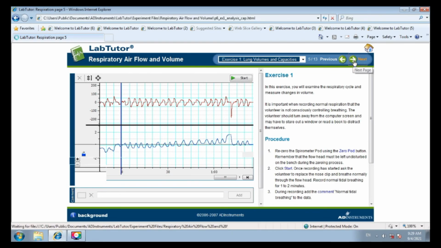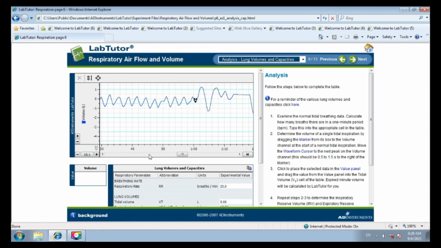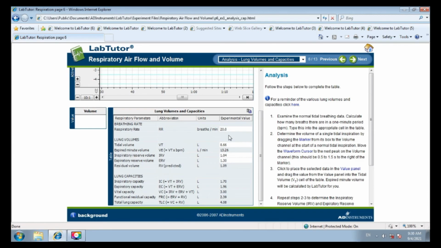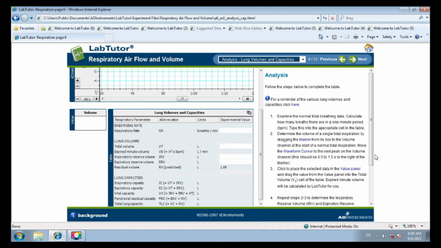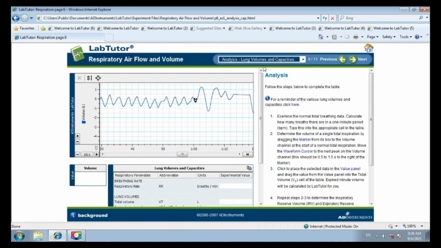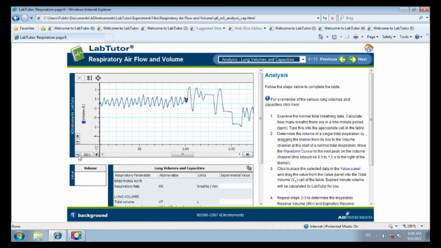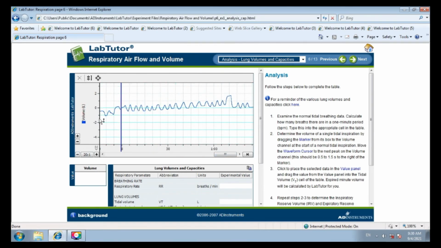So from this graphical recording we will analyze our data. Here we can see the volume, not the flow. On the previous page we had flow and volume both, but we have to calculate the lung volumes and capacities, so it will show you only the lung volumes. I am removing all the previous values so that you can have the idea. Only the residual volume remains here. I will show you how to calculate the residual volume. So first of all, we will count the number of breaths from the recording.